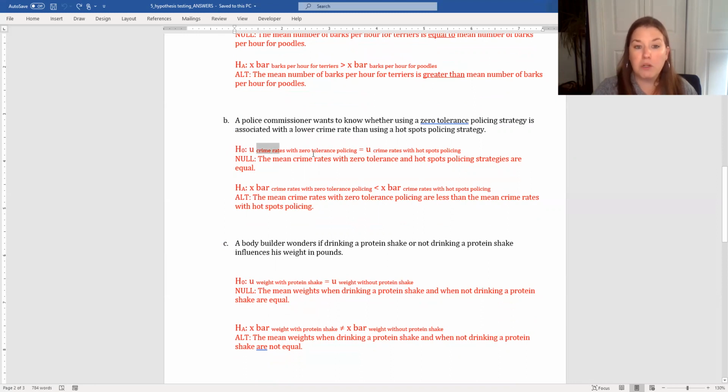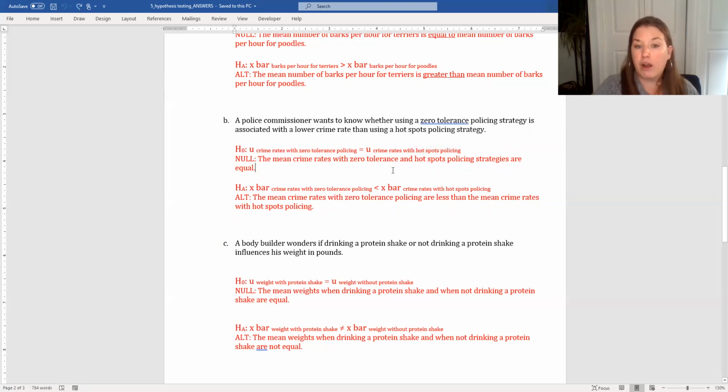Then you need to figure out what is this category in, or what's the group on each side, right? If you were this police commissioner, how would you study this? You would compare the crime rates using zero tolerance policing to the crime rates using hotspots policing and see if they're equal or not. So set up your two groups, right? Know that you can always write your dependent variable first, here crime rates, and then say, how does the independent variable break down into two groups, zero tolerance versus hotspots?